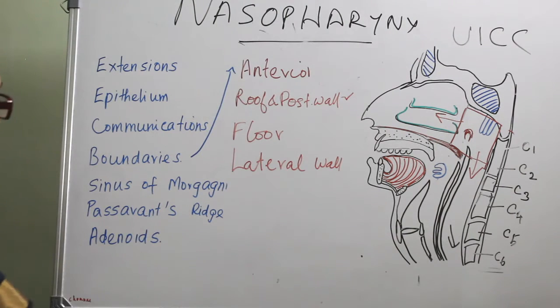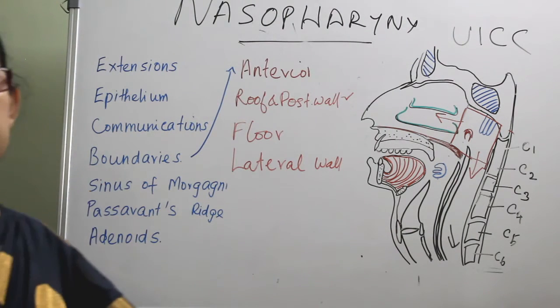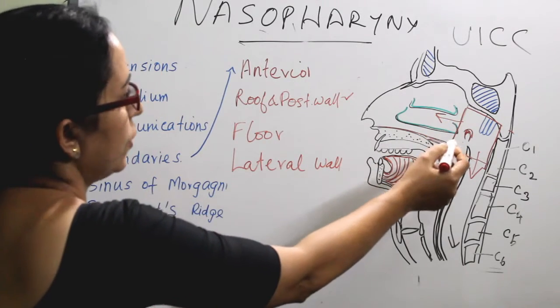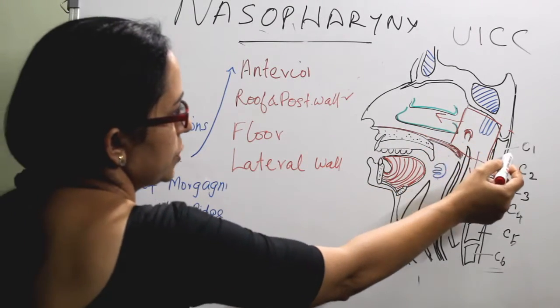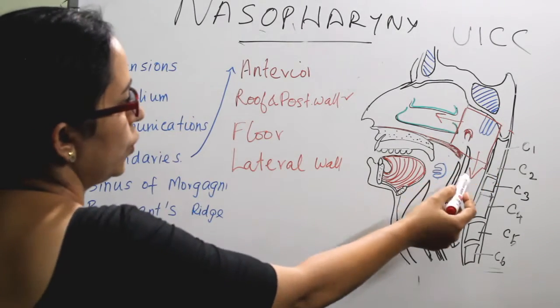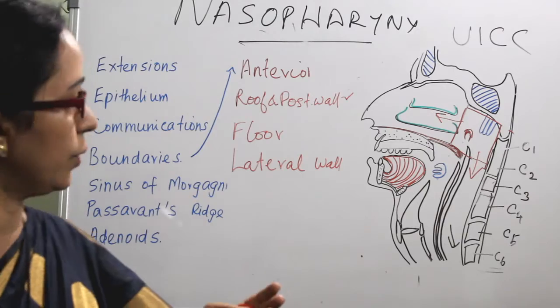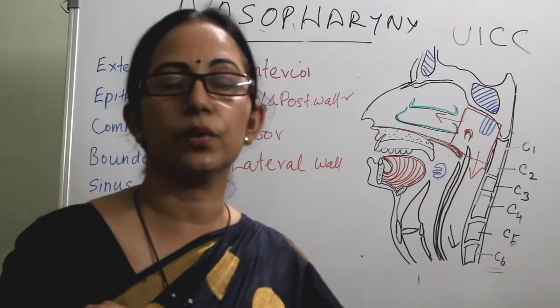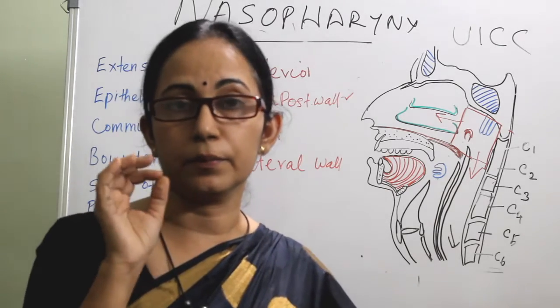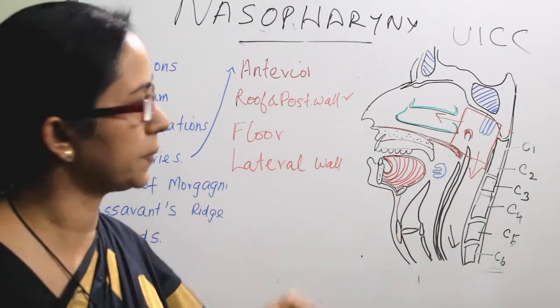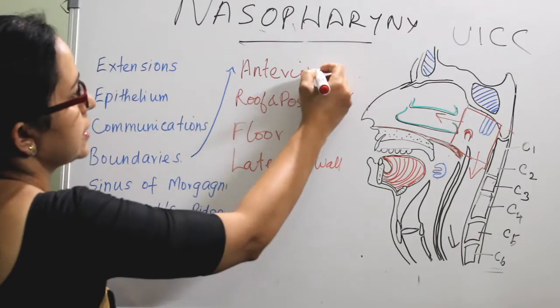Then coming to the boundaries, you can see this is the anterior wall, and there is a posterior wall which unites with the roof and the floor, and also there is a lateral wall. So what forms this anterior wall? The anterior wall is actually the posterior aperture of the nose, isn't it? Here comes the posterior aperture, otherwise we call it the choana.